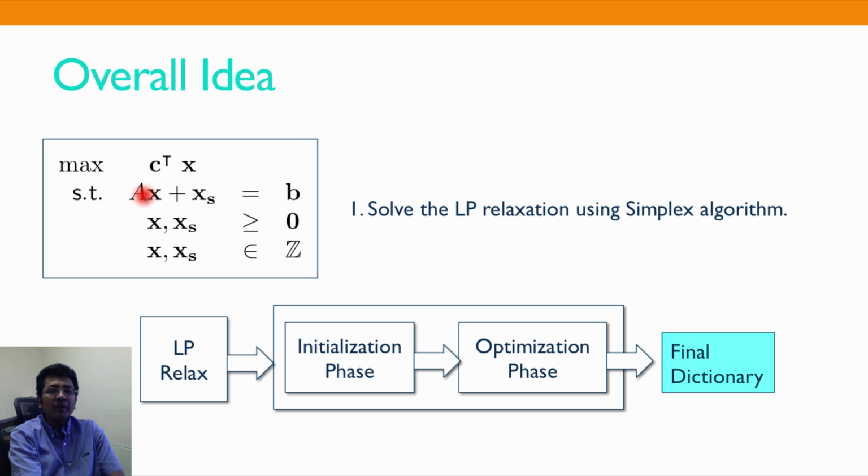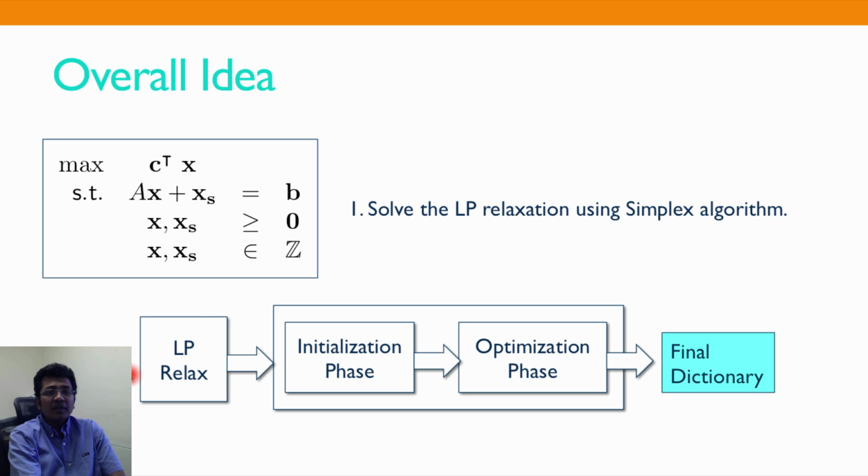We ensure that the matrices A, vectors B and C are integers, and therefore we can also claim that the slack variables that we added should also be integral. Okay. And therefore, now we would like to solve the LP relaxation of this problem using the simplex algorithm.